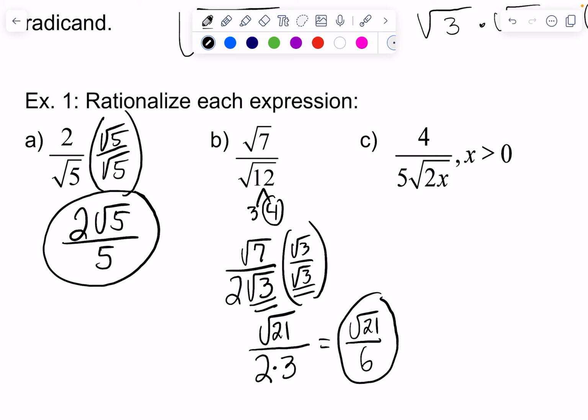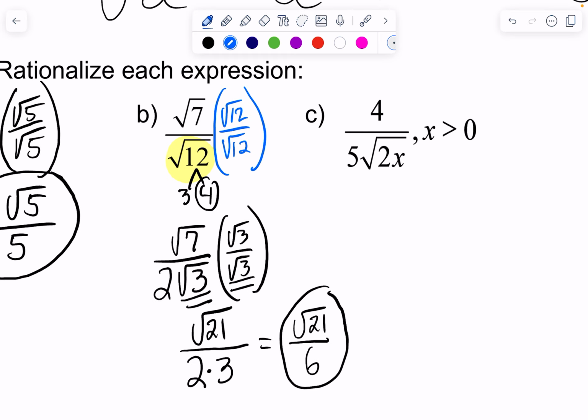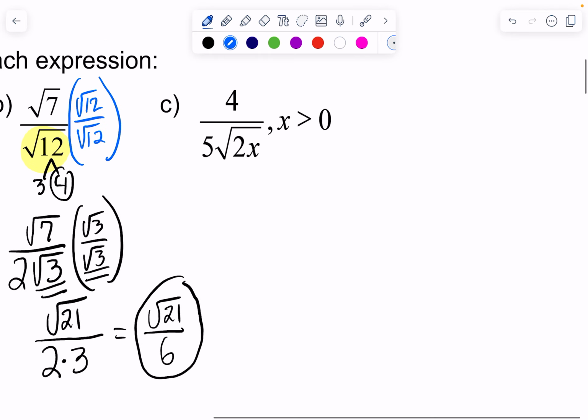Please note, if you wanted to start by multiplying the square root of 12 to both the numerator and denominator, you will still get the same answer, but you're going to have to simplify a lot more. So I strongly suggest to please simplify radicals before rationalizing if possible.